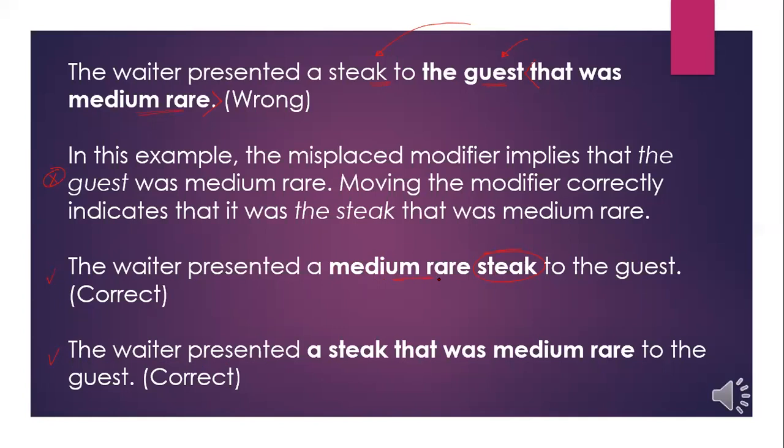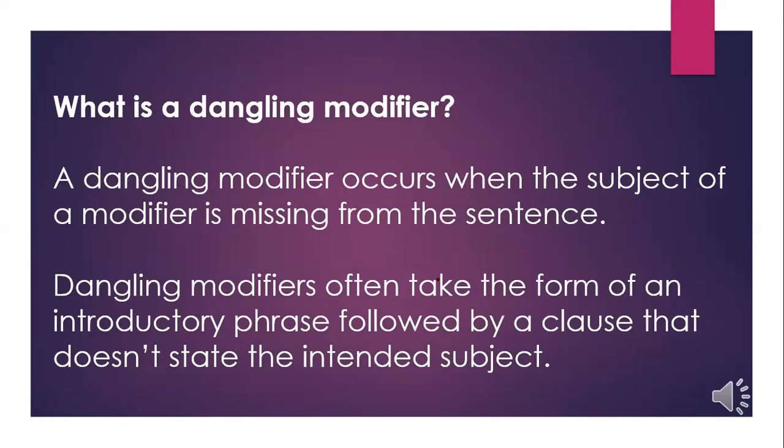يبقى دي أول problem عندنا. إن misplaced modifier محطوط جنب حاجة مش المفروض يوصفها. فsimply you just move it next to the thing it describes. That's how you correct the meaning. الدانجلينج احنا اتفقنا إن هو ما بيوصفش حاجة أصلا. ما بيوصفش حاجة خالص. So the best way to correct it is ضيف السبجكت اللي هو إيه؟ المفروض يوصفه.